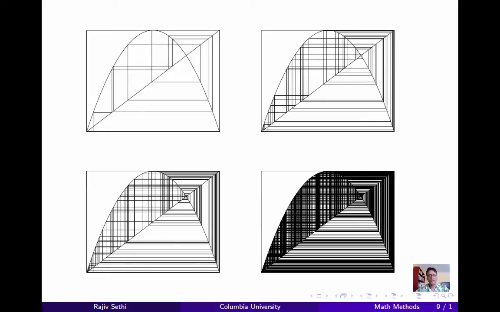The one on the top right shows you a few more, and so on. So all these pictures are describing the same orbit, but truncating at different lengths. And you can see that there appears to be no tendency to converge to a periodic orbit.